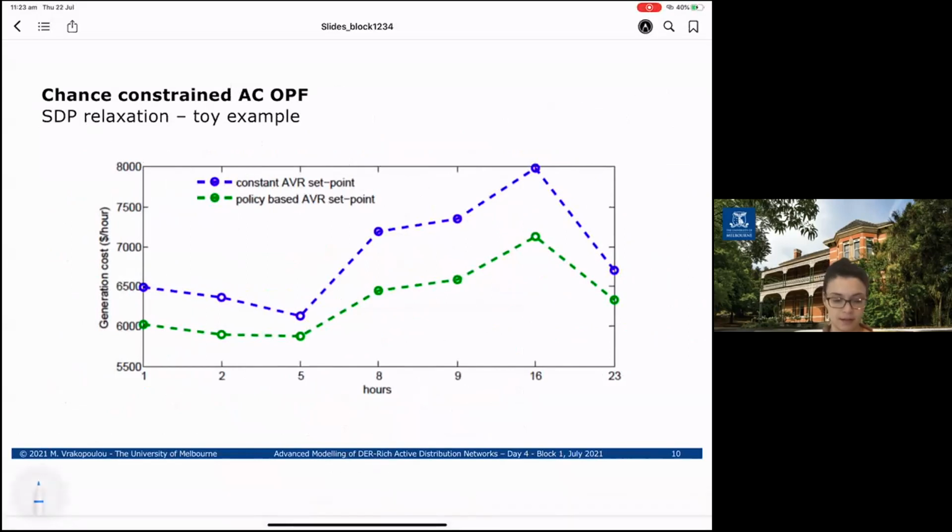One aspect that I want to highlight here is that the fact that we were able to use this kind of policy for the AVR also increased the controllability of our system. So the degrees of freedom we had in control were more, and hence we were able to obtain a lower cost of our objective function. This is just a graph showing, for certain hours of the day, how the policy-based AVR set point performed a lot better with respect to costs, compared to the case where the AVR, so the voltages on the generators, were kept constant. I didn't show all the hours here because for this constant AVR set point, the problem was not feasible for the rest of them.